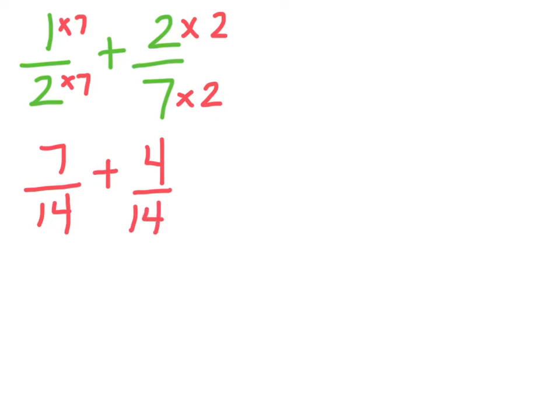4/14. As we add those together, remember, when we're adding fractions, the denominator does not change. We use the denominator that we had in the original problem. We simply add the two numerators. 7 plus 4 equals 11. So here is our correct answer. 1/2 plus 2/7 equals 11/14.